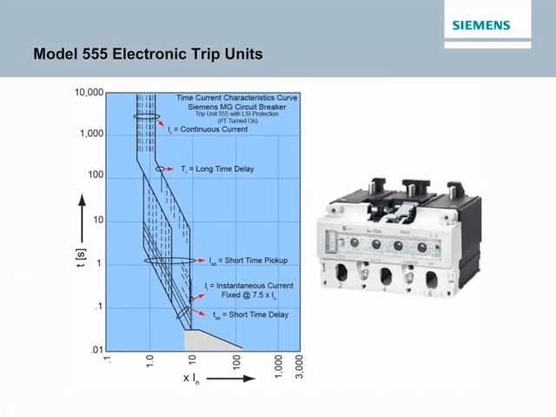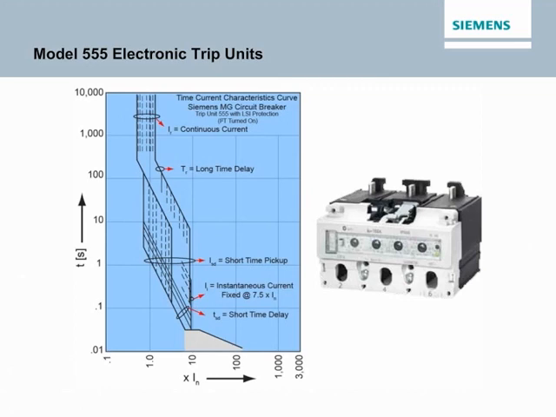The letter designations used to identify these functions are based on recognized international standards and can be described as follows. L equals long-term pickup and delay, which equals overload protection. S equals short time pickup and delay, which equals short circuit protection, or short time delayed. I equals instantaneous, which equals short circuit protection, no delay. And G equals ground fault pickup and delay, which equals ground fault protection.